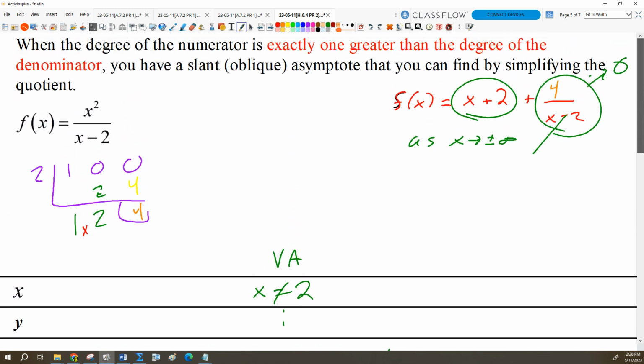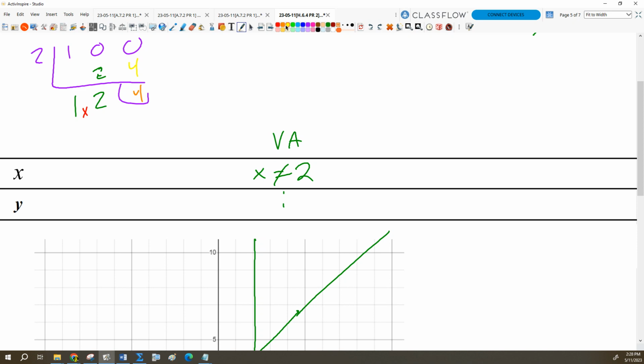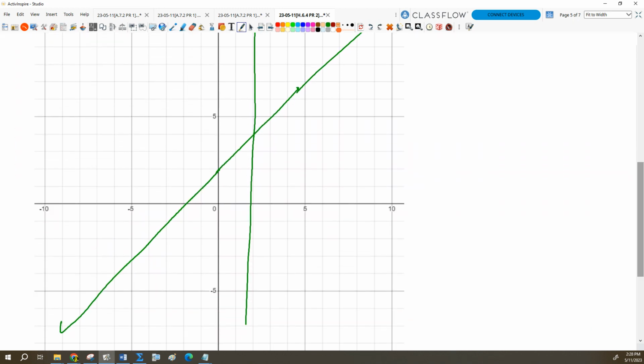Do we have any zeros? Where's the x-intercept of the function? Where would a fraction equal 0? Where the top does, right? So it's the unique zeros of the top. At x equals 0, the numerator is 0, denominator is not, so the fraction equals 0, right? So we got a point at 0, 0. Okay, that's the only x-intercept.